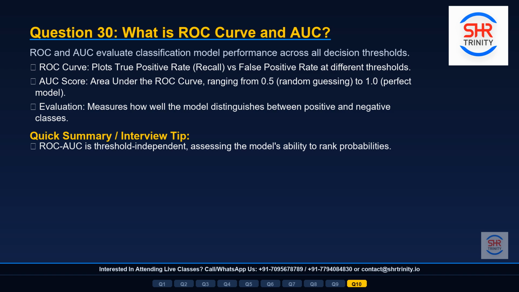The key advantage of ROC-AUC is that it measures the model's overall capability to distinguish between positive and negative classes, regardless of the decision threshold chosen. It tells us how well the model ranks predictions, assigning higher probabilities to positive instances than to negative ones.